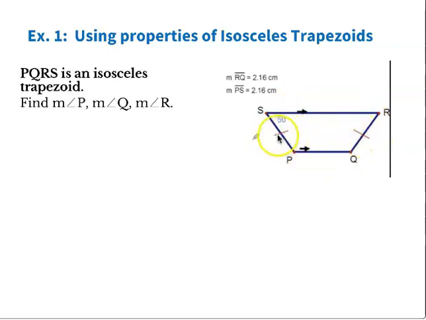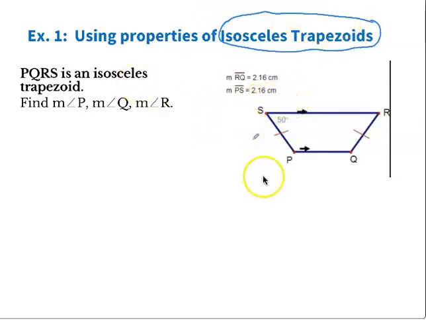And then I've got another property here. Well, I've got a tick on this leg and a tick on this leg that lets me know that these two legs are congruent. Therefore, I'm dealing with an isosceles trapezoid, which we learned some properties about on the previous slide. I'm also given some information here. I'm given that angle S is 50 degrees.